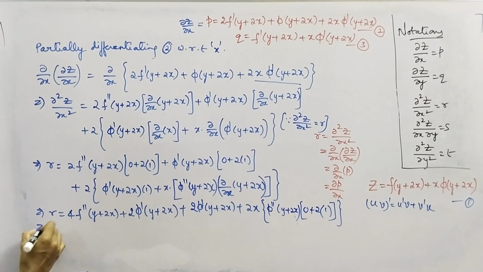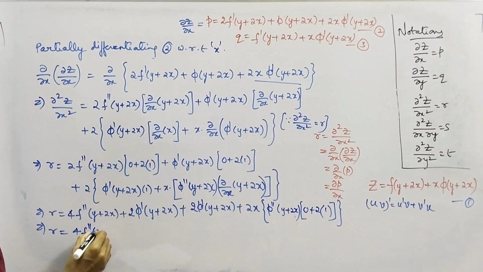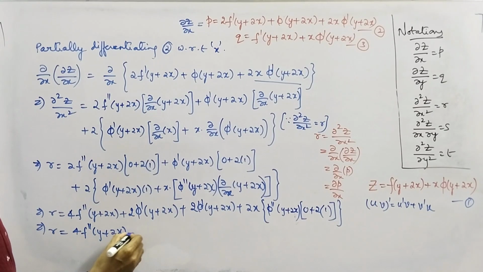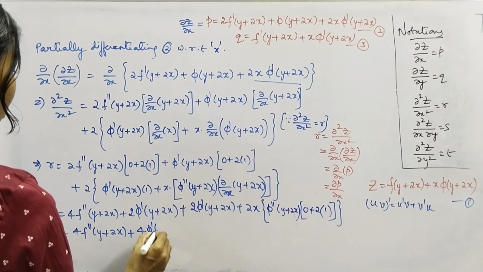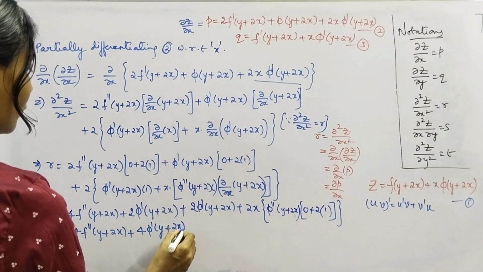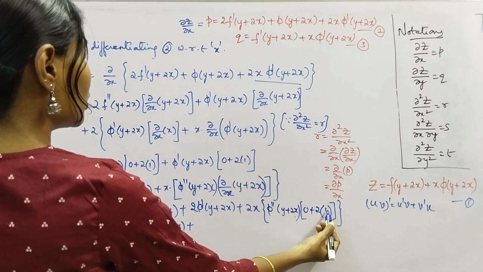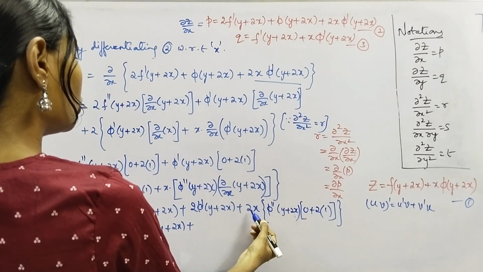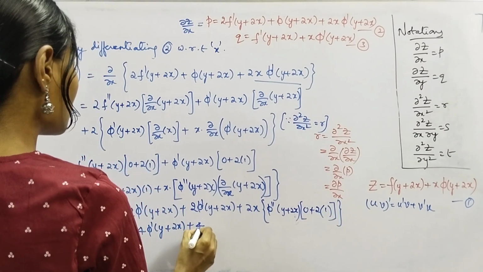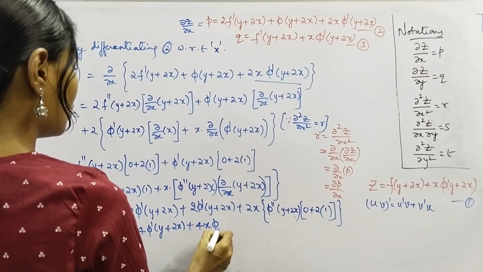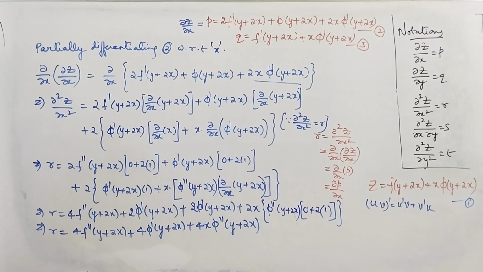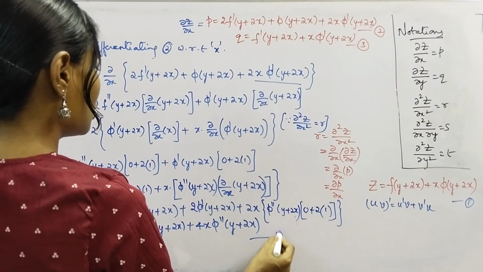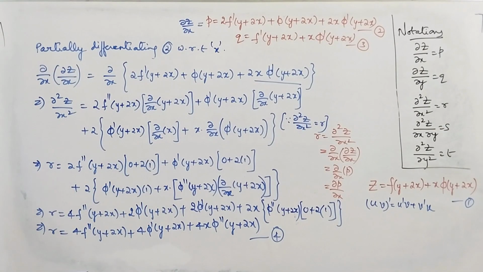Clear? And this gives us r equal to 4 f double dash of y plus 2x plus 2 phi dash plus 2 phi dash gives 4 phi dash, plus 2 into (2 plus 0) is 2, 2 into 2x is 4x, into phi double dash of y plus 2x. Consider as equation number 4. So this equation involves r.